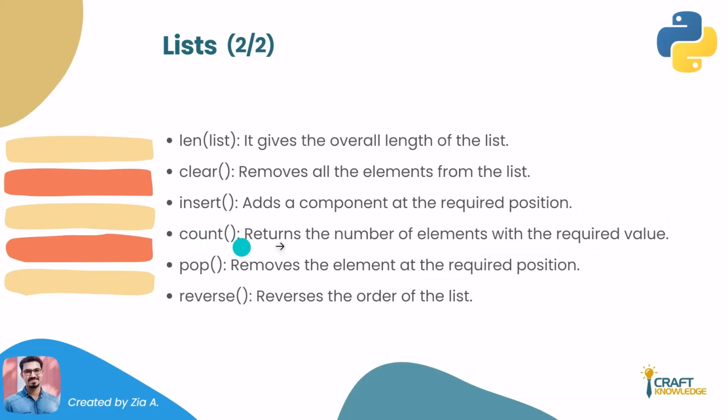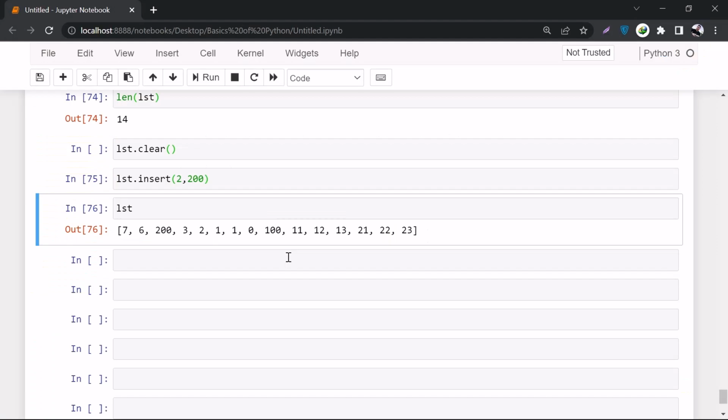Then we have a count method that returns the number of elements with the required value. For example, we want to count how many ones are there in this list, so we can do that.